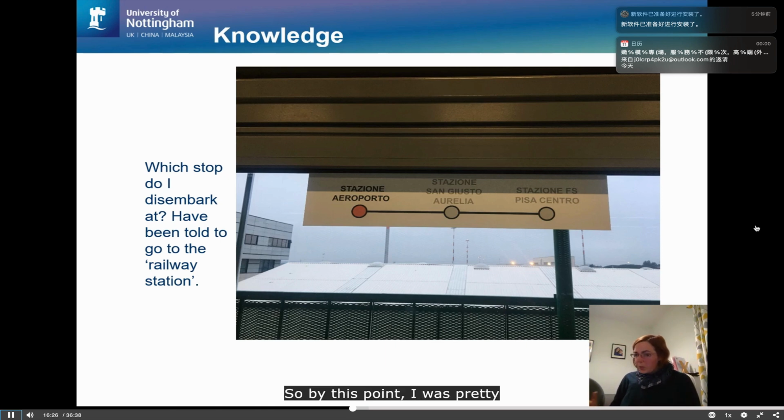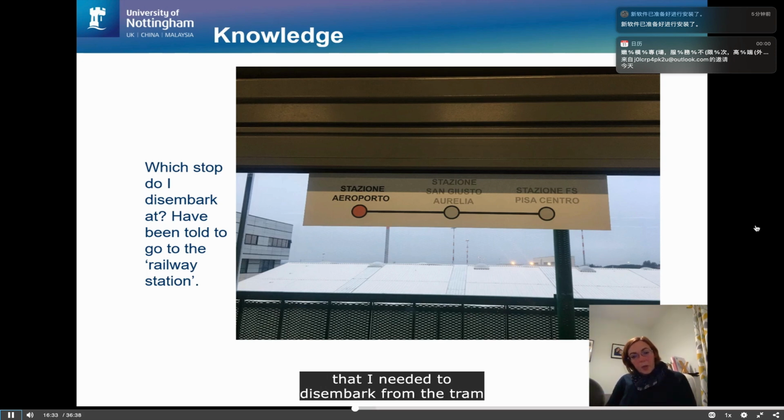So by this point, I was pretty confident that actually the place, and it was correct, that I needed to disembark from the tram was Stazione FS Pisa Centro.